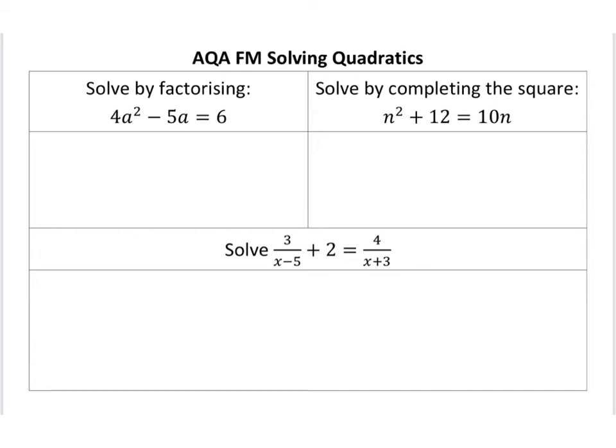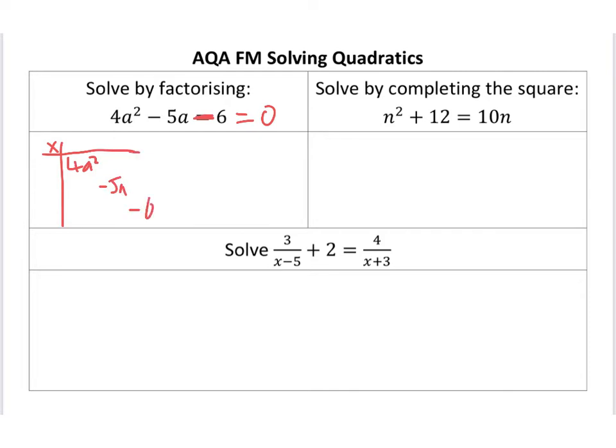Okay, we're looking at solving quadratics. You've seen all these methods before, all right? They're just possibly a little bit trickier questions, but not a lot. Now then, first of all, we've got to make this equal to 0 before I do anything. So that's 4a squared minus 5a minus 6 equals 0. Now I use a table where I go 4a squared minus 5a minus 6.